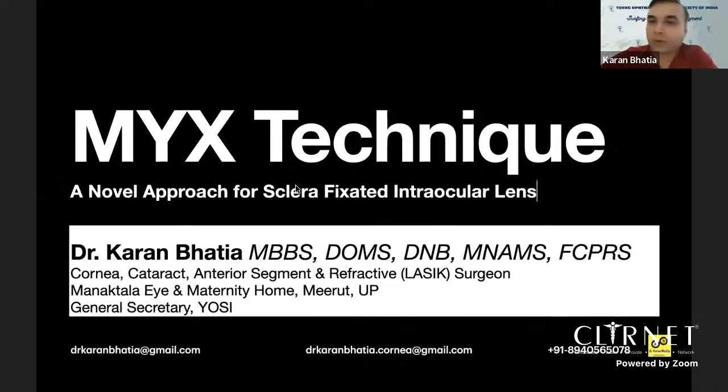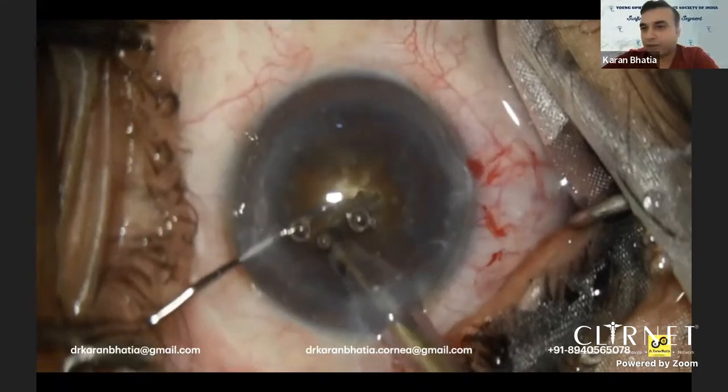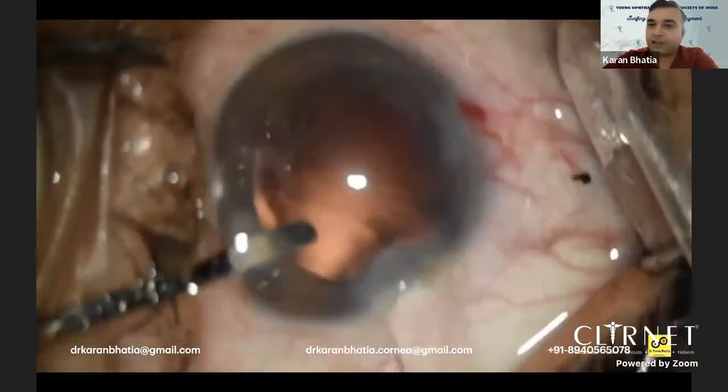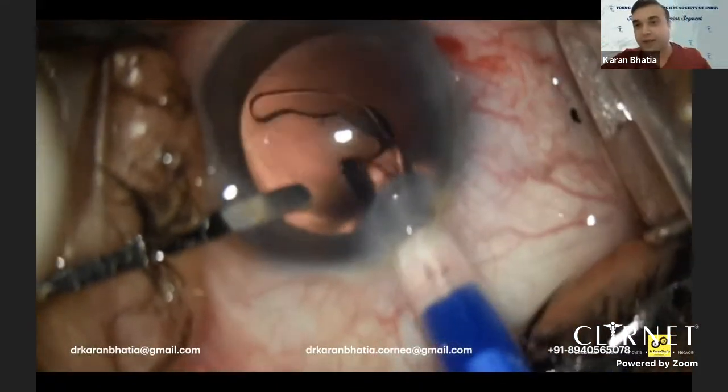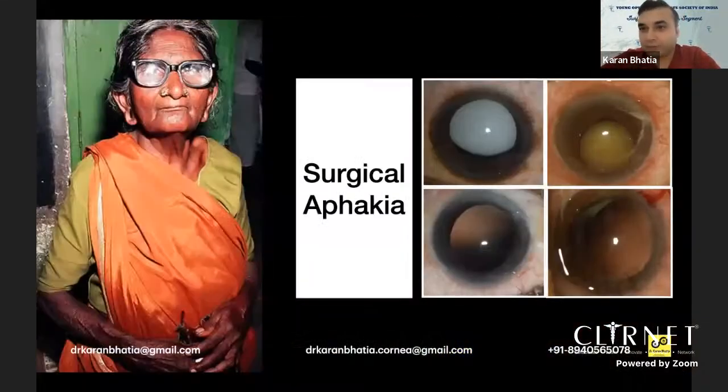So I'll be talking about the mixed technique, which is a novel approach for scleral fixated IOL implantation. I do not have any financial interest in the presentation that I'm doing. The ideal situation after any cataract surgery is implantation of the lens in the bag, as my previous speakers have shown. However, when that's not possible, what we don't want is surgical aphakia.